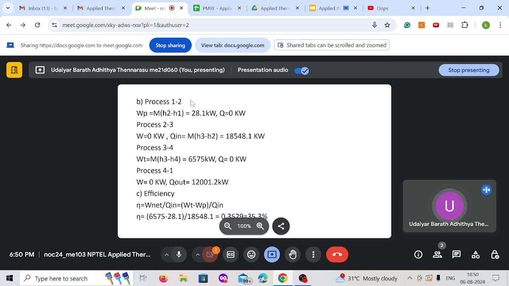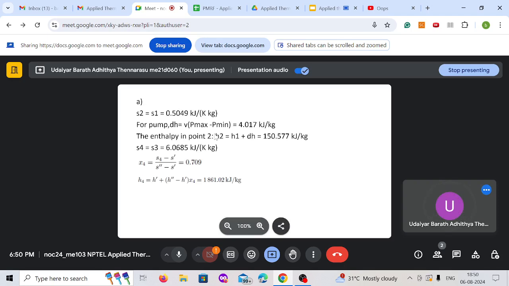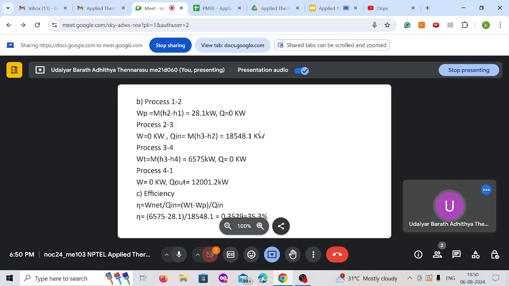Again, process 2-3 is across a boiler, where you heat the fluid. So there your work interaction is 0, so W is 0. Then the heat which is added is m into H3 minus H2. H3 is a saturated vapor at 40 bar, and H2 we have already calculated, which is 150.577. So substituting that will give me 18548.1 kilowatt. So that is the amount of heat which is supplied.